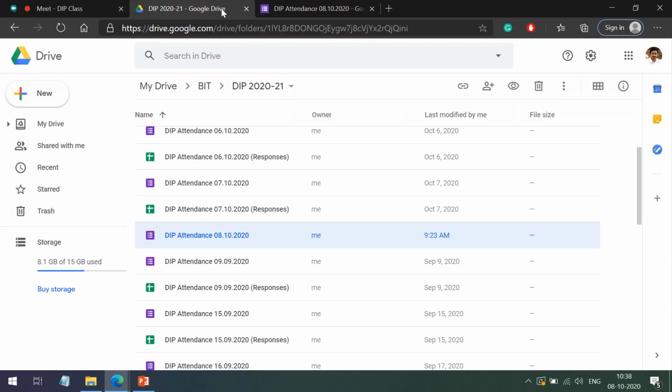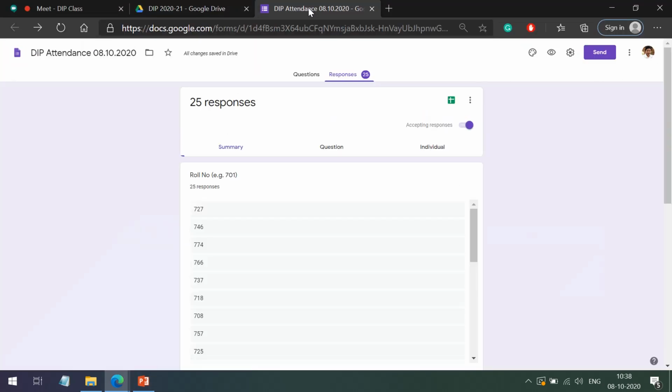DIP is a very interesting subject because we can see the output directly. You apply something and you observe the output. You can get the concept very clearly. We'll stop here.